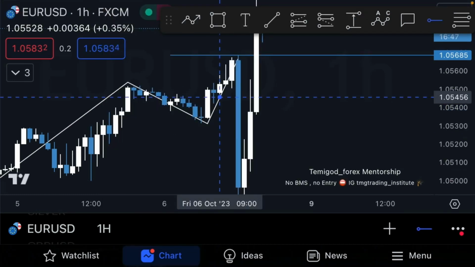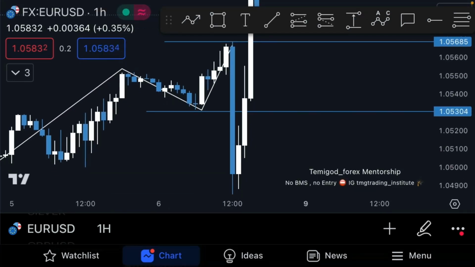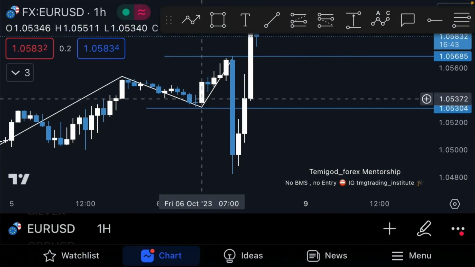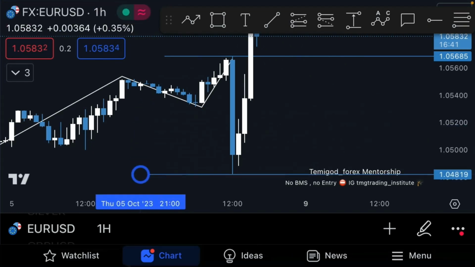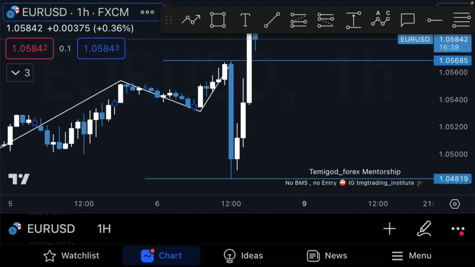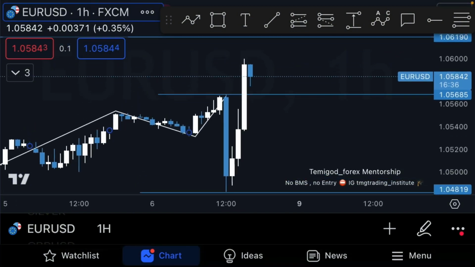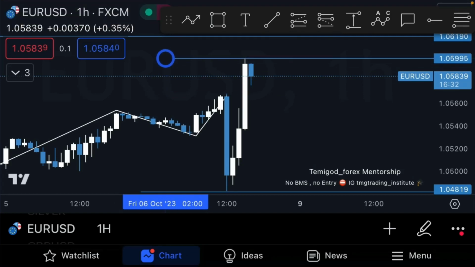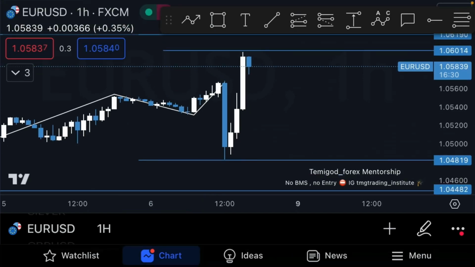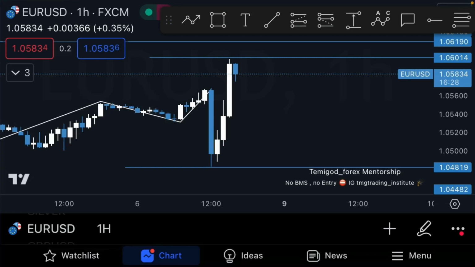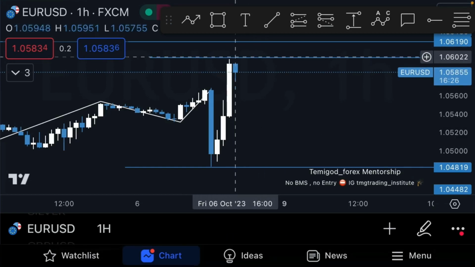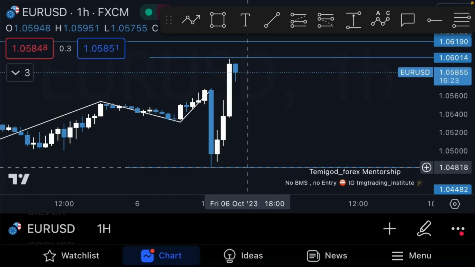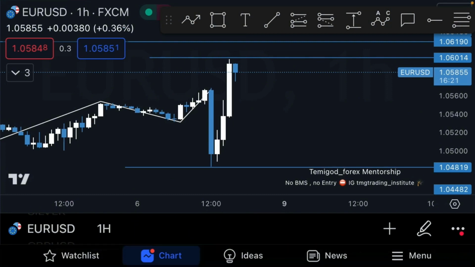So this was our last support area. Now as soon as prices broke down this support, we got this area as our latest support area. And we also broke our resistance area, which makes this area the recent resistance area. So we'll be looking at prices, we'll be looking at the resistance here, and we'll be looking at the support here for the 1 hour time frame.